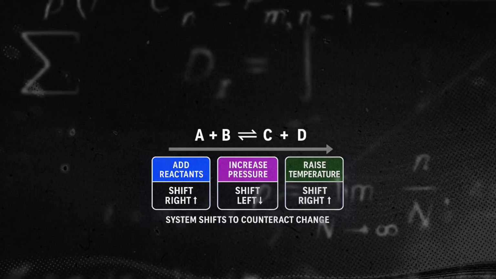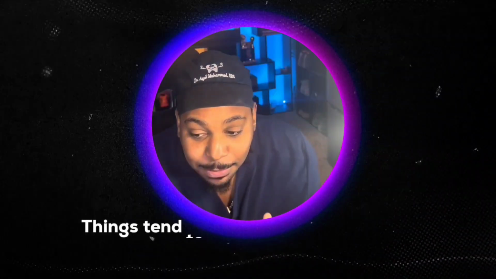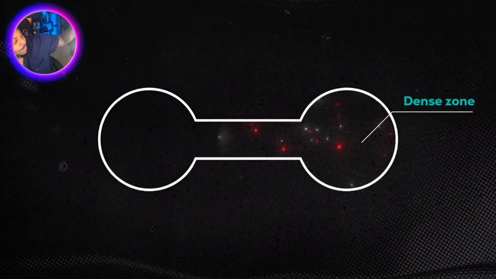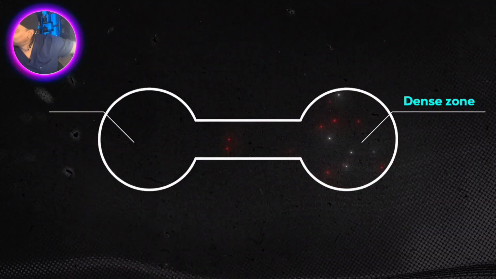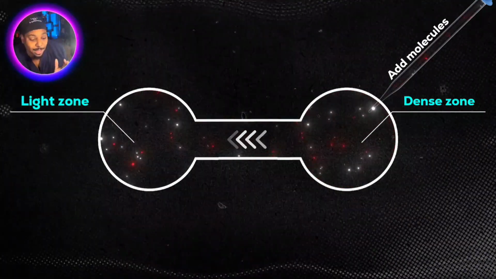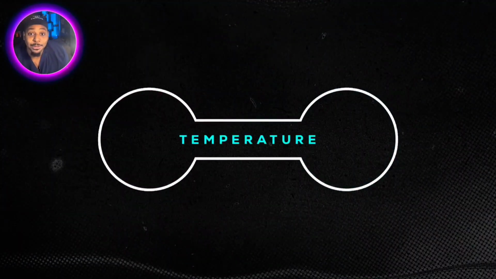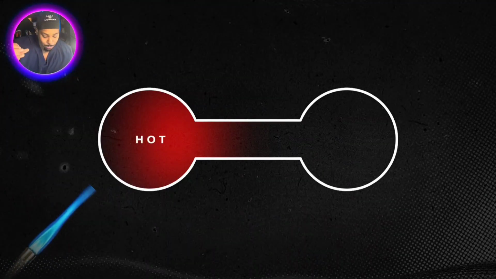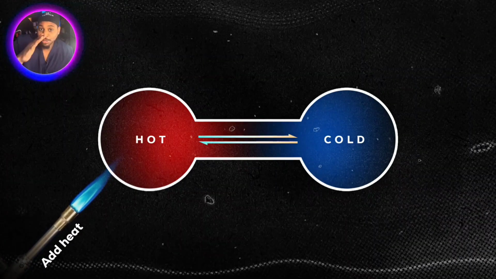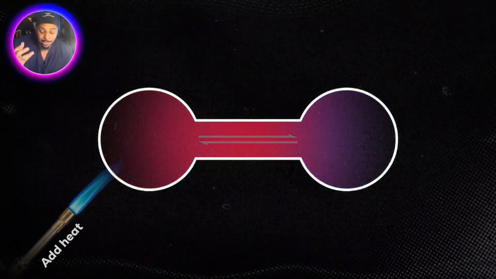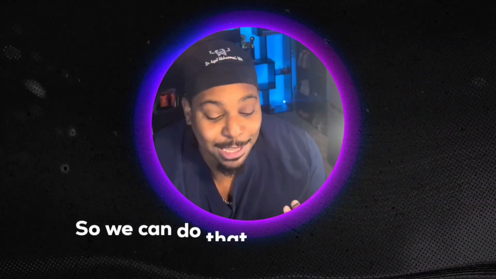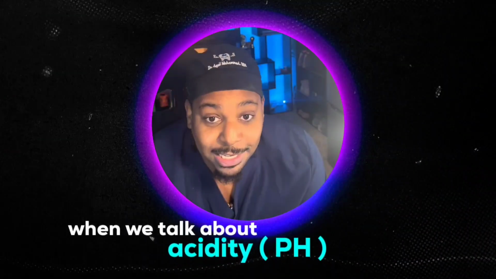it a little bit more practical, which is simply that things tend to move towards equilibrium. If you have two sides of a coin, with a whole lot of stuff over here and less stuff over here, the stuff is going to move to the side with less so they can equal out. Same thing with temperature. Something super hot put on a super cold plate, there will be a heat exchange to a degree where both the plate and the hot thing become around the same temperature. So we can do that same application when we talk about acidity, pH.